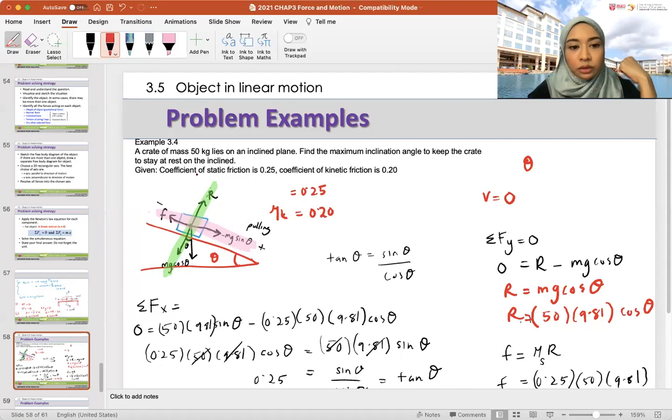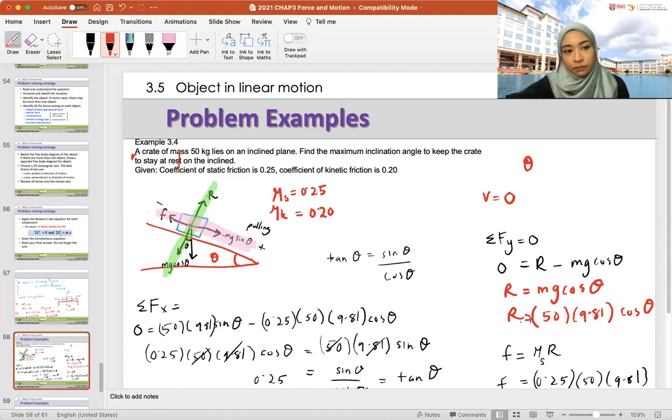So dia bagi kita dua coefficient of friction, coefficient of static friction and coefficient of kinetic friction. They give you two coefficient. It doesn't mean that you have to use all info. So it's asking you what is the angle to stay at rest. So you need to use your coefficient of static friction only. You don't need your coefficient of kinetic friction. Okay, this is your mu S. Okay, so we know that our box is not intended to move. Kita nak just stay at rest.